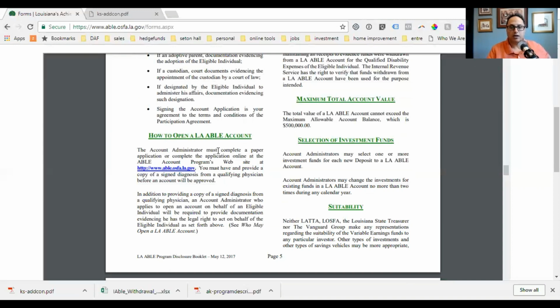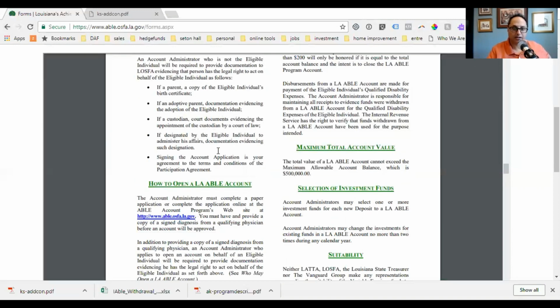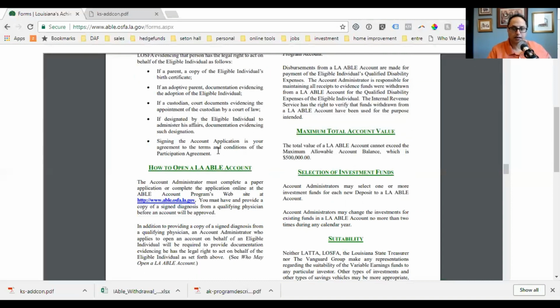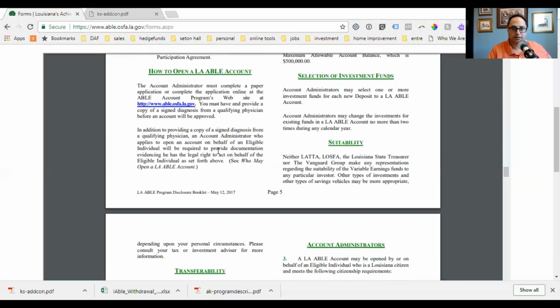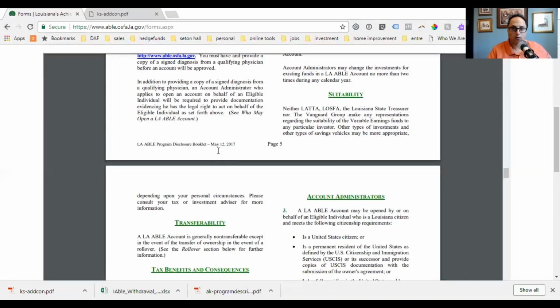Okay, wow. There's a maximum account value. This is the highest I've seen so far. There may be higher, but to date, I think this is the highest one that I've seen yet. $500,000 is the limit here of the balance. Wow.